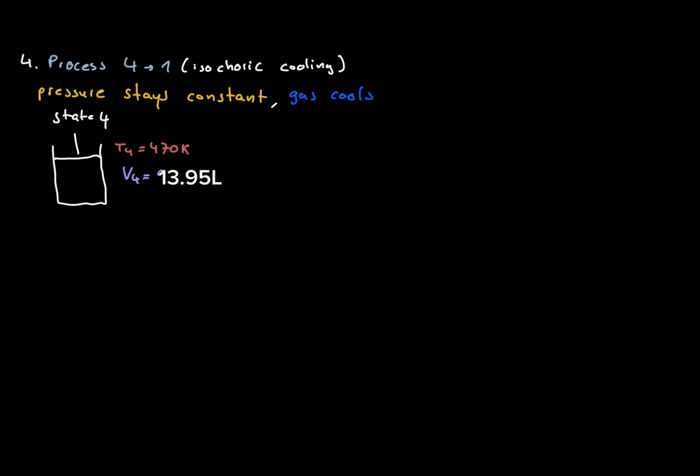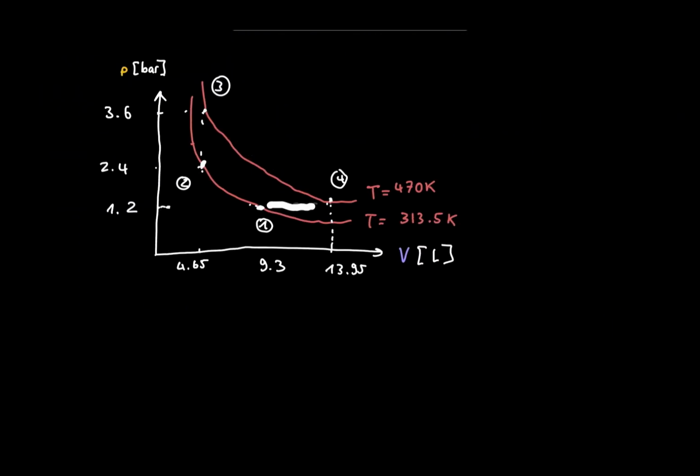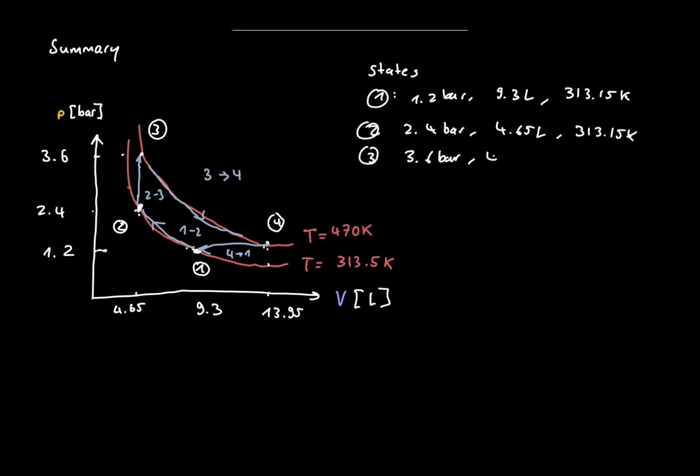Finally, we return from state 4 to state 1. This is an isobaric process, meaning the pressure stays constant at 1.2 bar. As the gas cools, the temperature decreases from 470 Kelvin back to 313 Kelvin, and the volume decreases from 13.95 liters back to 9.3 liters. Graphically, this is a horizontal line to the left, closing the cycle.